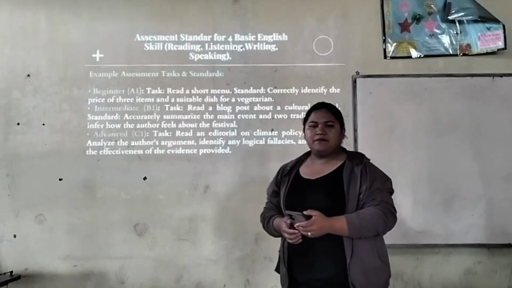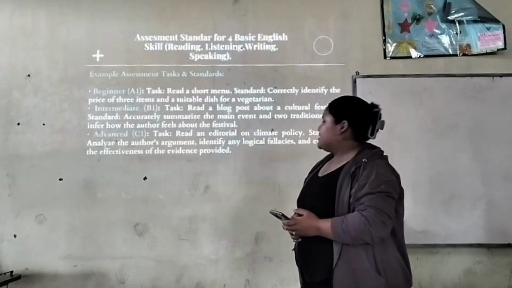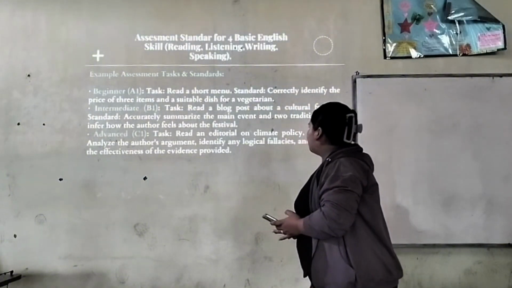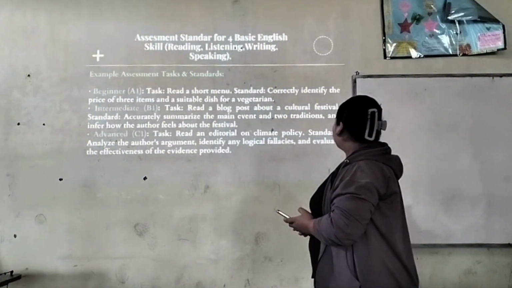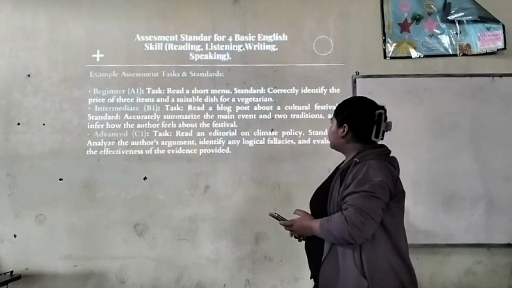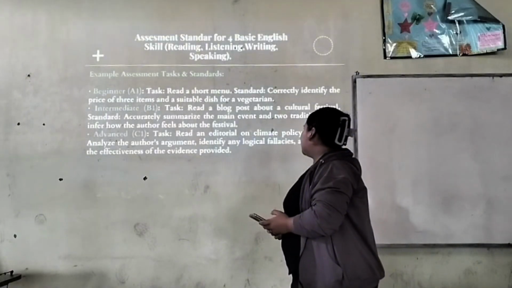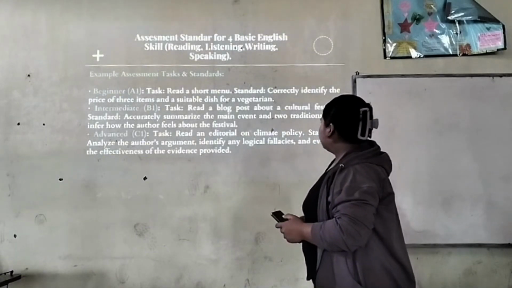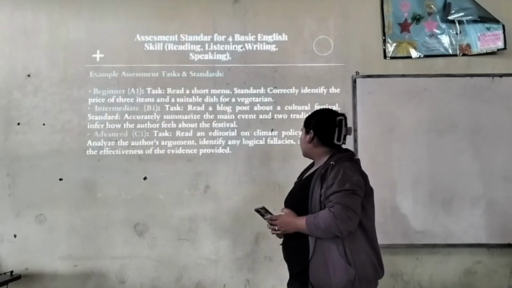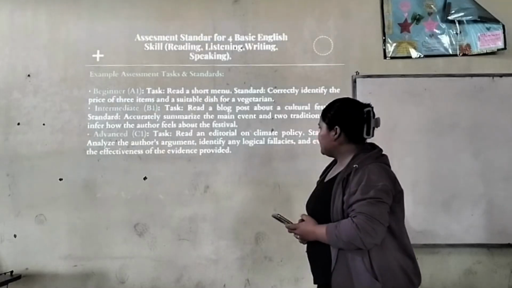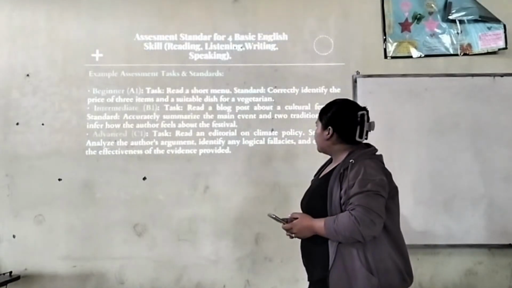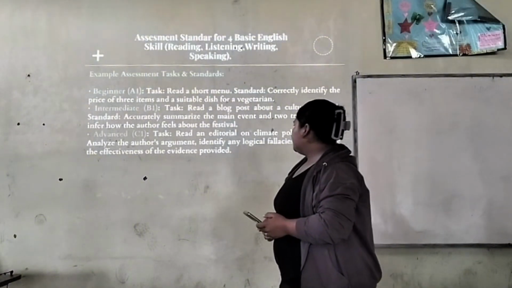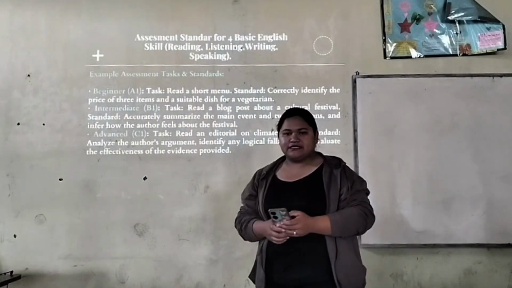What is the example assessment? Task and standard. First is beginner. The task is read a short menu, and the standard is correctly identify the price of 3 items and a suitable dish for a vegetarian. The next is intermediate. The task is create a blog post about a cultural festival, and the standard is accurately summarize the main event and 2 traditions and infer how the author feels about the festival.